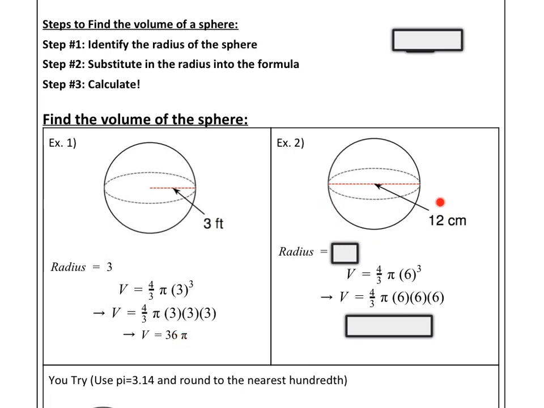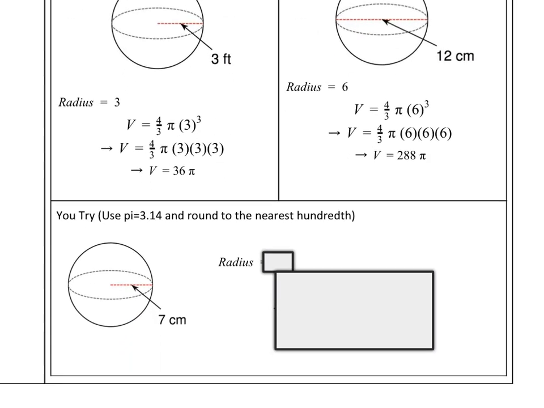Example 2. This time it looks like we have a diameter of 12. What does that mean the radius is? The radius is going to be half of that, which is 6. So we have 4/3 pi, plug in the radius for our r, our radius cubed. That's 4/3 pi, 6 times 6 times 6. And if we calculate that, we're going to get an answer of 288 pi.